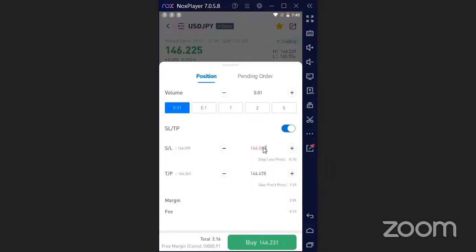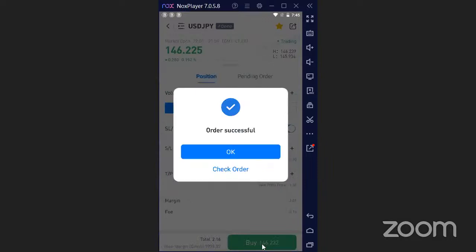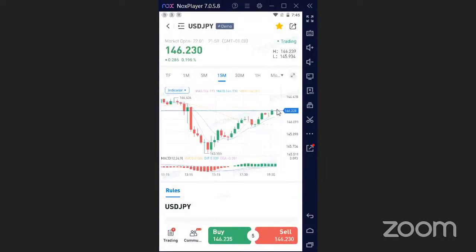So there's no way you can set it. The only thing you can do is edit it to the number that is showing you. So let's use 146.100 and click buy. You see, it's just as easy as that. Then now we have our order placed successfully.